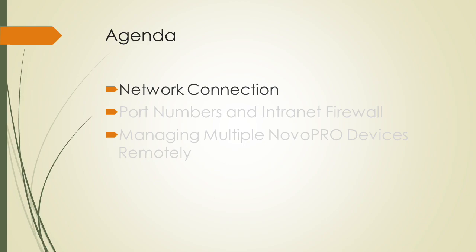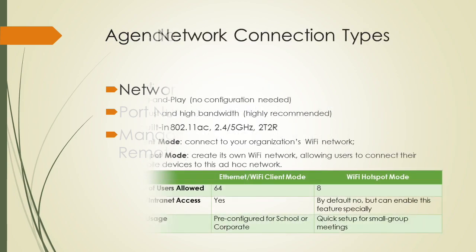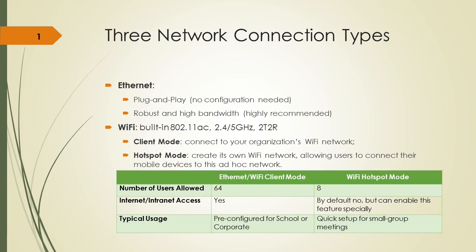Let's begin by reviewing the various network connection options so that a proper selection and configuration can be determined for your particular installation. NovoPro supports 3 different network connection types: Ethernet, Wi-Fi client mode, and Wi-Fi hotspot mode. While NovoPro incorporates the latest Wi-Fi technology and performance based on 802.11ac, Ethernet is always the preferred connection method due to its robust, high bandwidth, and consistent operation. Let's take a look at each connection method, starting with Ethernet.